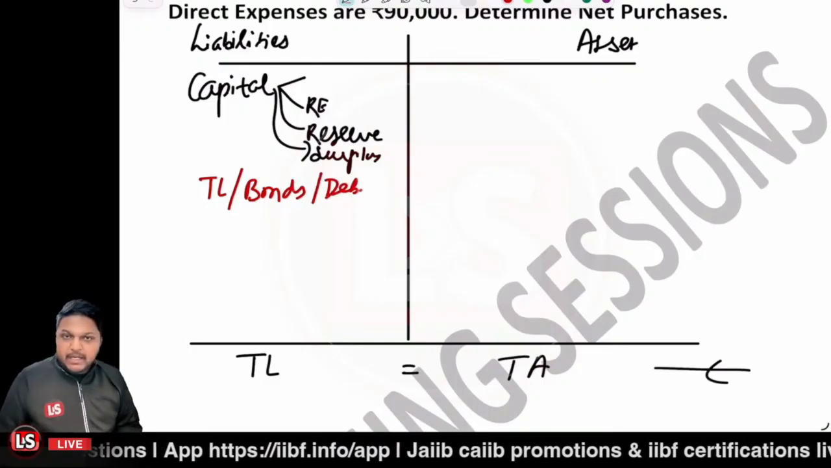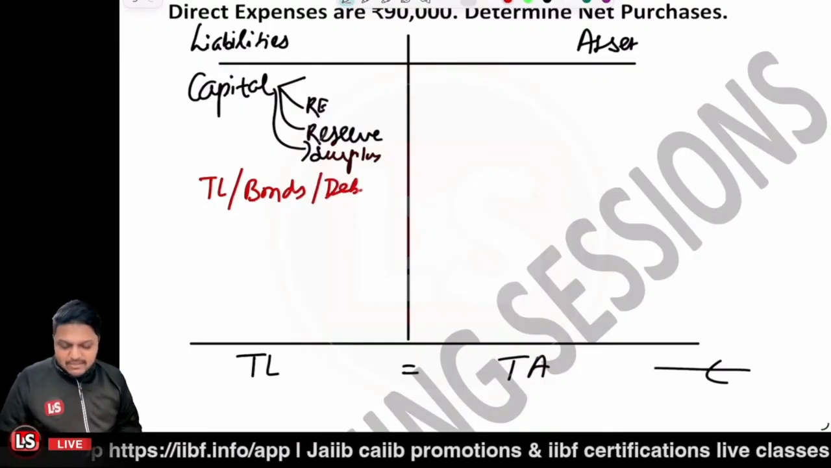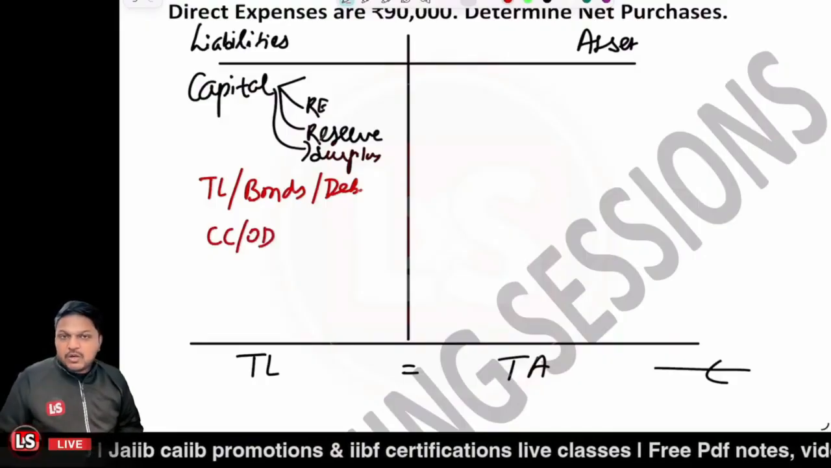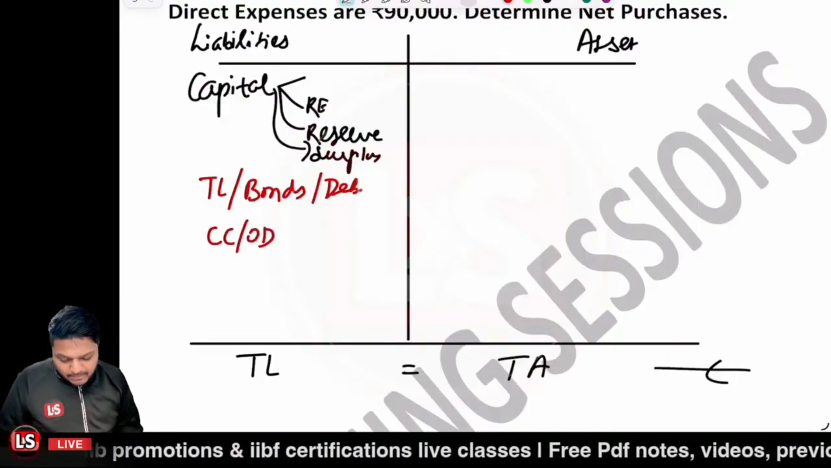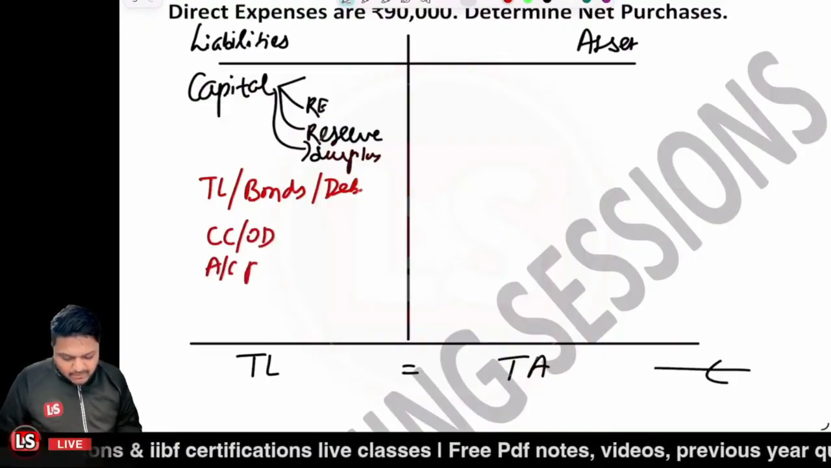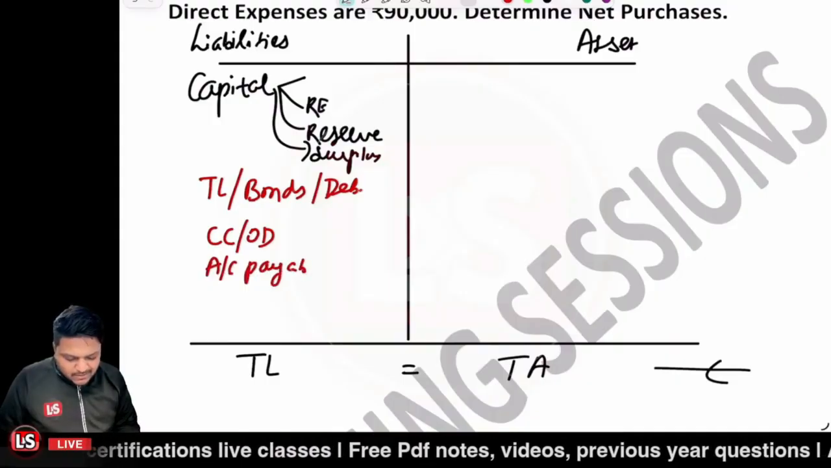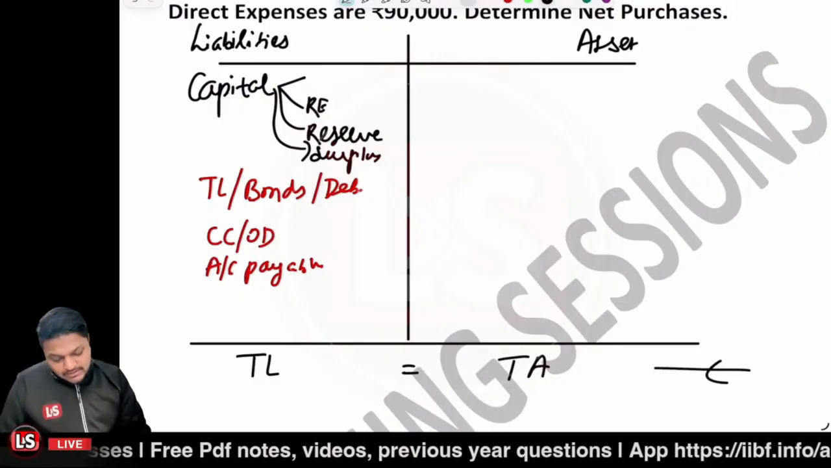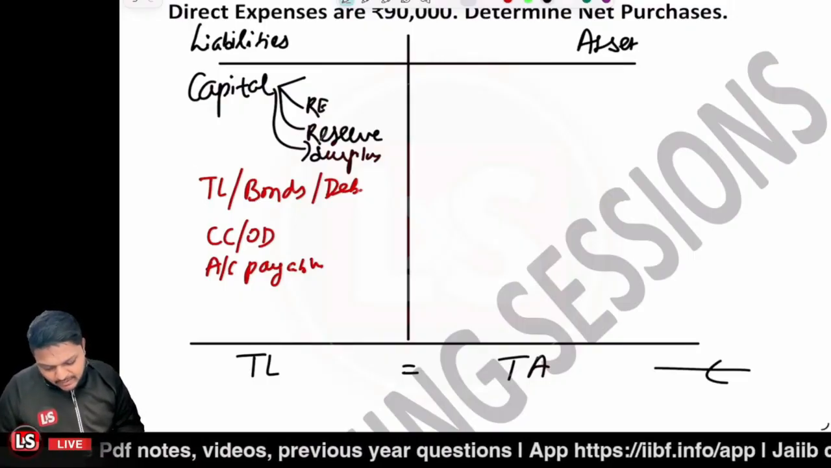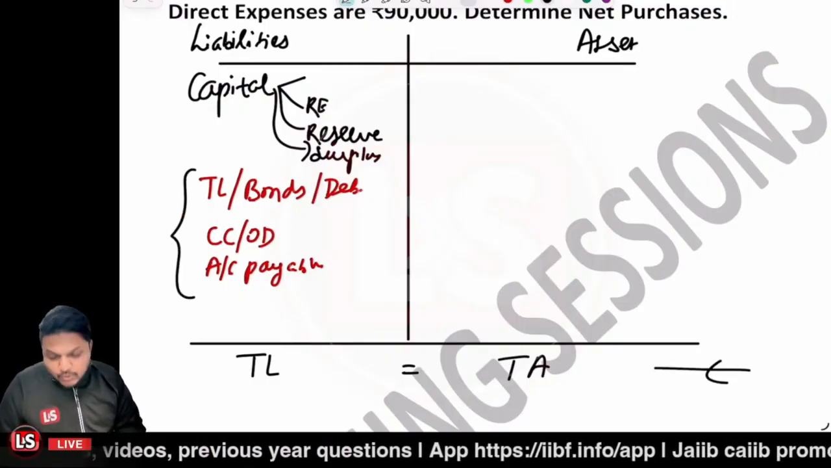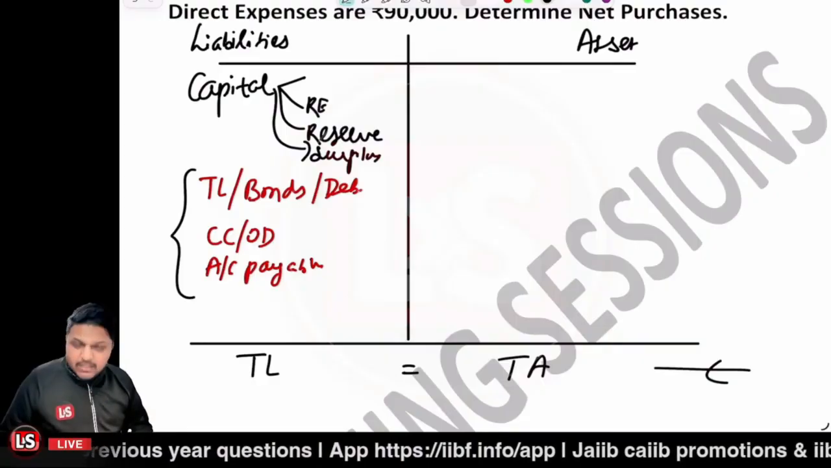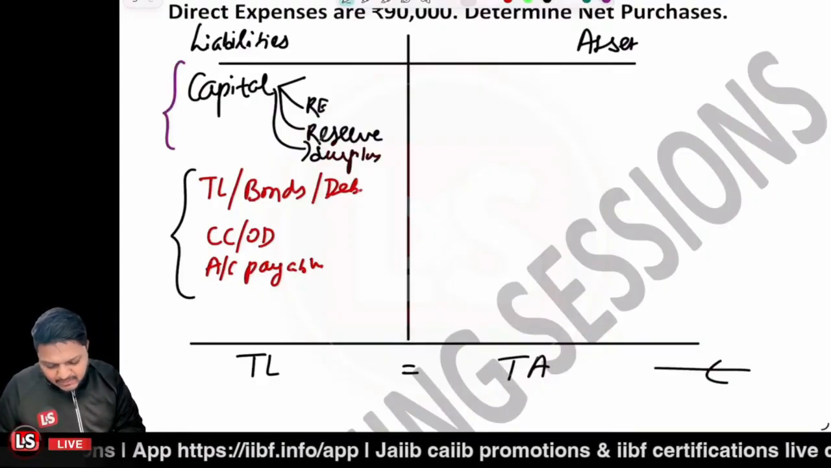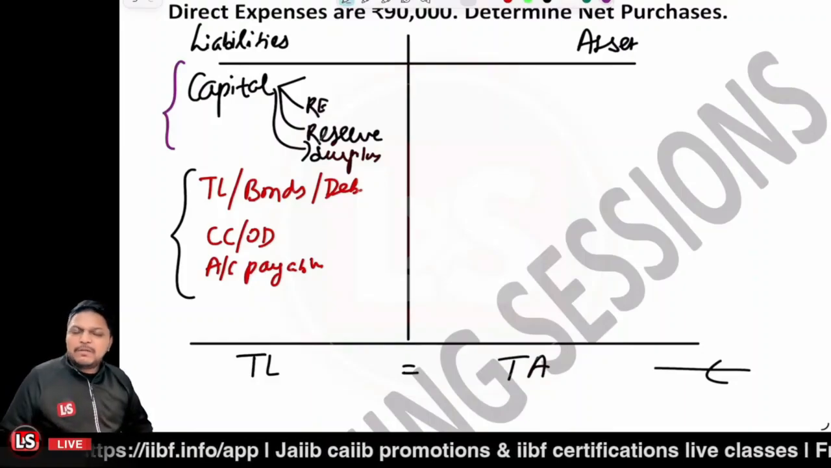And also it could be that you have taken a CC limit or overdraft limit from the bank, or there are accounts payable, salaries payable, bills payable, right? So those are the current liabilities. This component highlighted in red is related to outside liabilities, and the top component, capital, is basically the inside liability, or simply we say it to be capital.